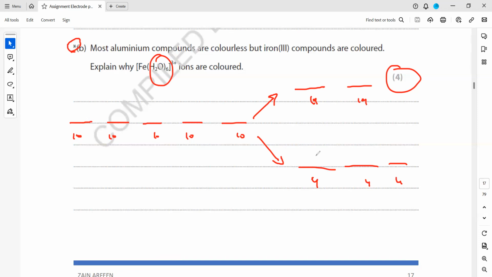And as a result, what will happen? When an electron jumps from one orbital to another, it absorbs a certain energy, and that is responsible for giving a characteristic color. But how do you summarize this? This is the explanation, but from an exam point of view, how will you write the answer? First, you will mention that the 3d orbitals split, the energy of the 3d orbitals splits due to the presence of the ligand.